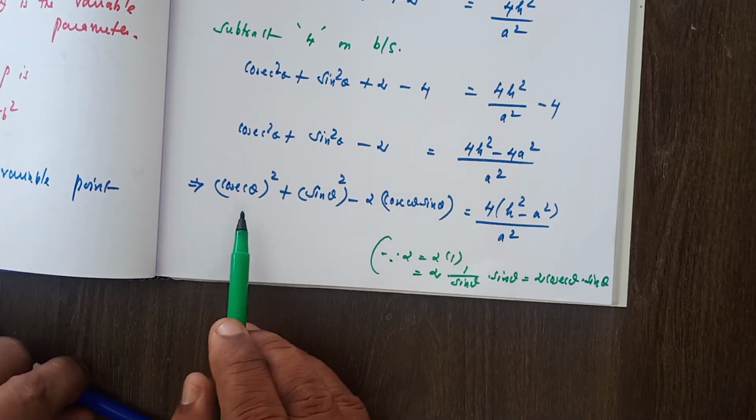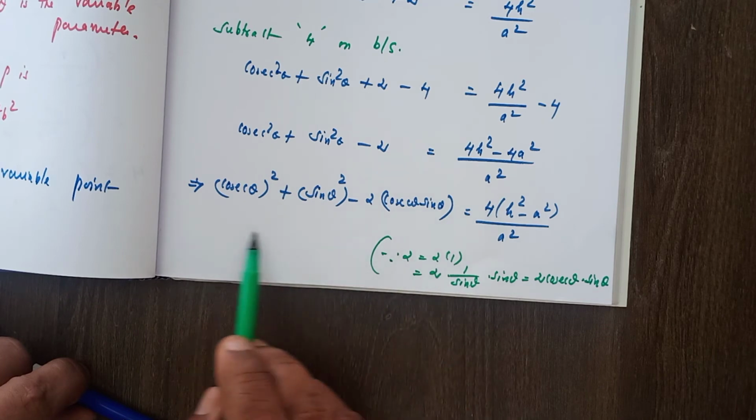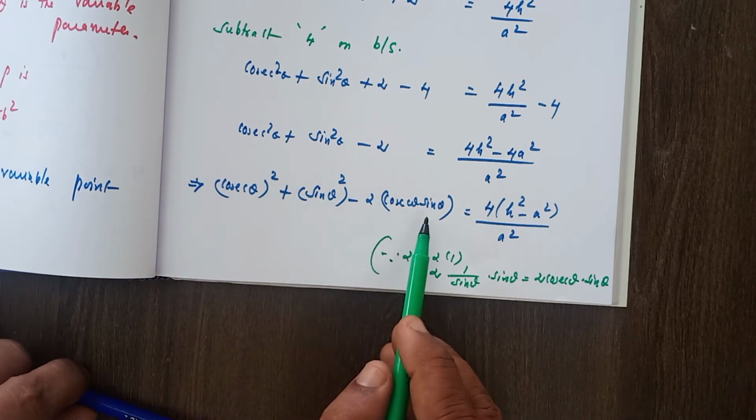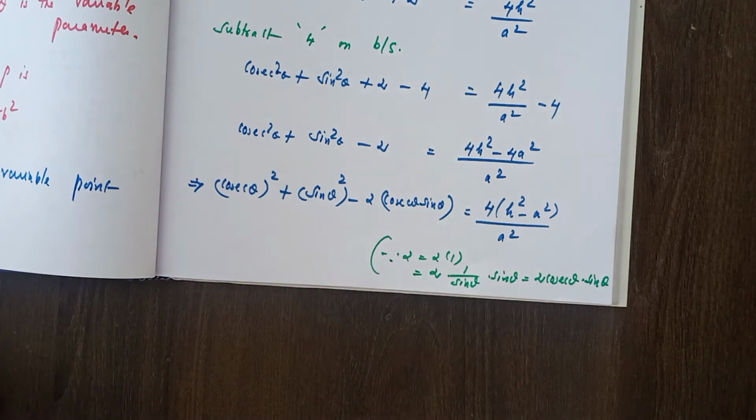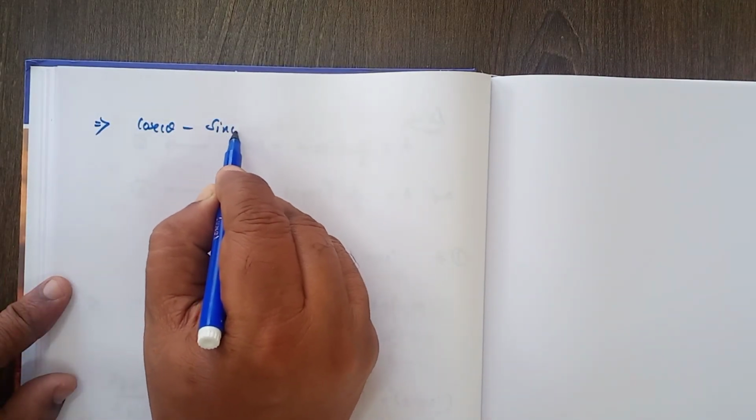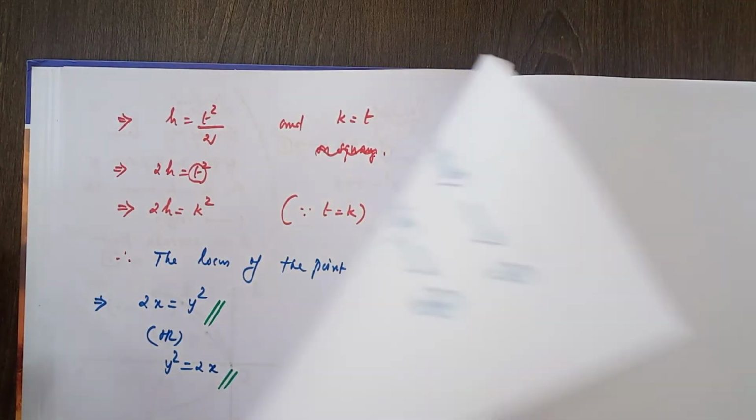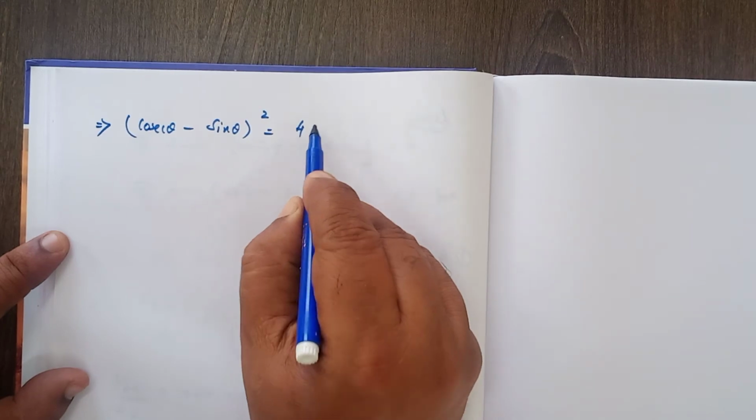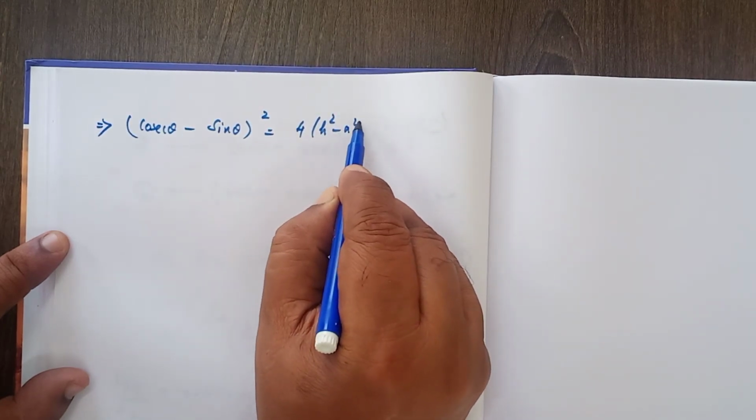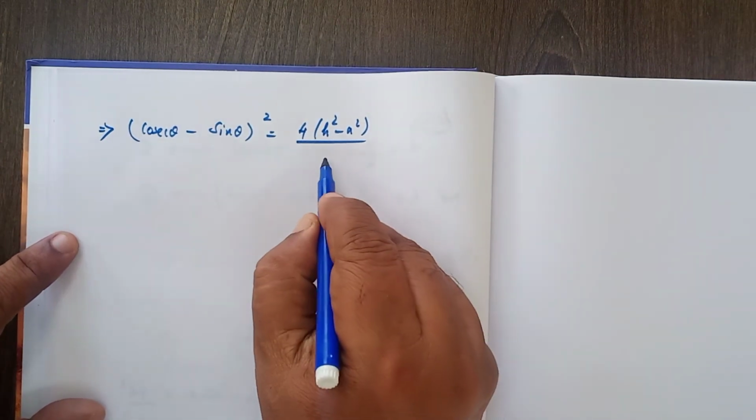So this is of the form a square plus b square minus 2ab. This itself can be written as cosecant theta minus sine theta the whole square, that is equal to, what is the right hand side? 4 into h square minus a square divided by a square.